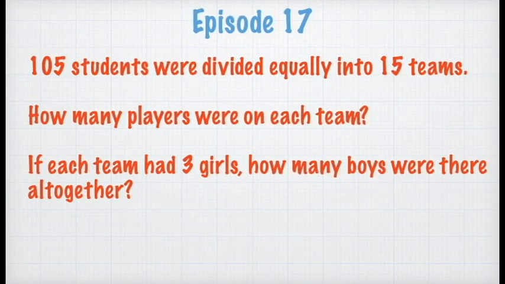105 students were divided equally into 15 teams. How many players were on each team? If each team had 3 girls, how many boys were there altogether? I see 2 question marks. You should know what that means by now. Go ahead and hit the pause button. Solve your problem. When you're finished, hit play, and we will see how you did.